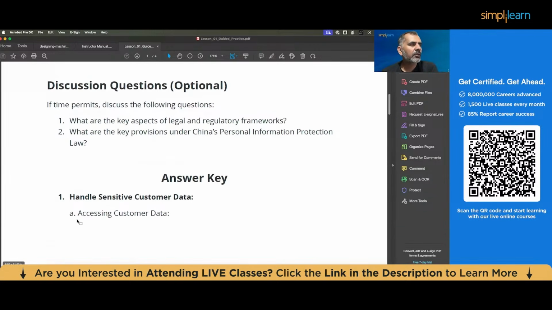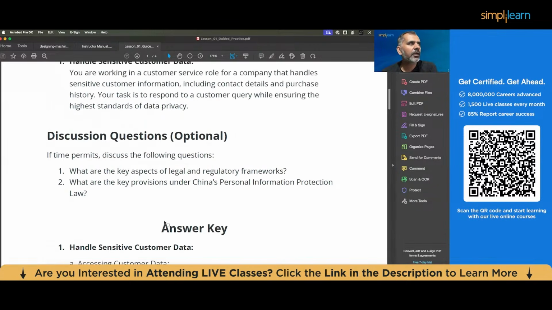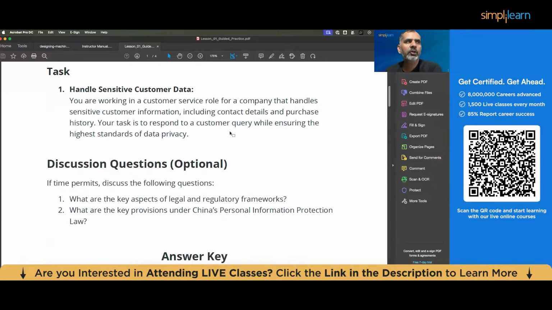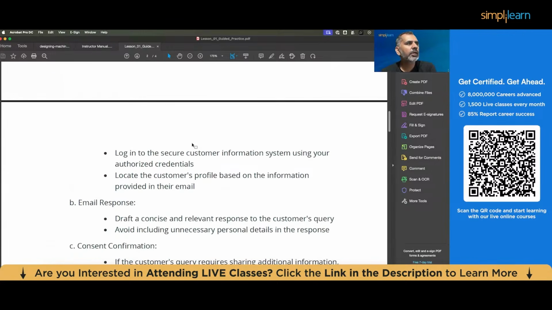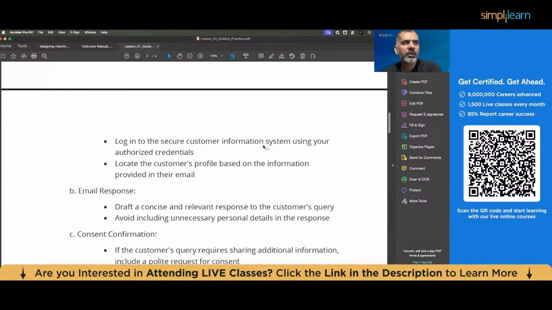So your scenario is that you are accessing the customer data. Your task is to respond to a customer query while ensuring the highest standard of data privacy. So what you can do is log into a secure customer information system using authorized credentials. Then locate the customer profile based on the information provided in their email. That's the very first thing. This is the way you are securing your data for only authorized access.